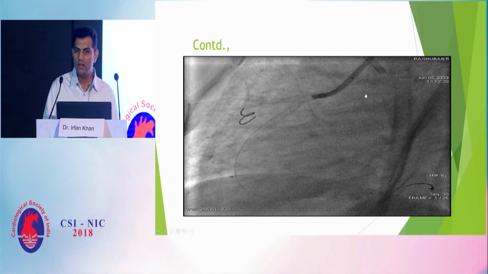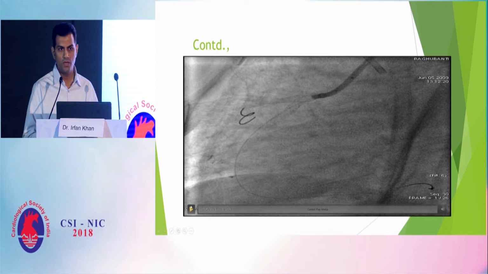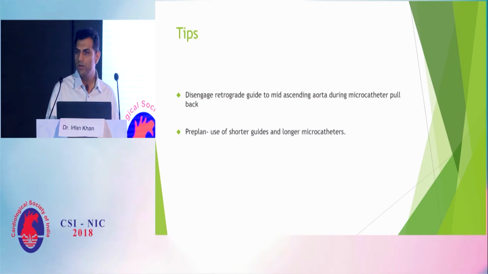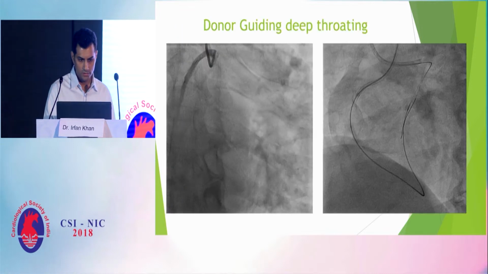So usually donor artery dissection occurs when you try to pull out the Corsair or the microcatheter without holding the guide in the retrograde limb. So you have to use short guides and disengage your retrograde guide to the mid-ascending aorta during microcatheter pullback, and pre-plan the use of shorter guides and longer microcatheters.